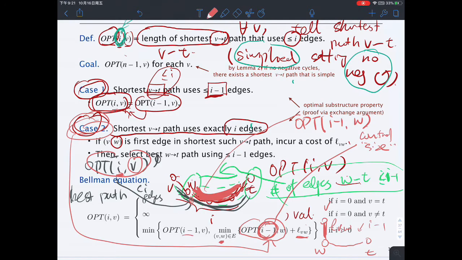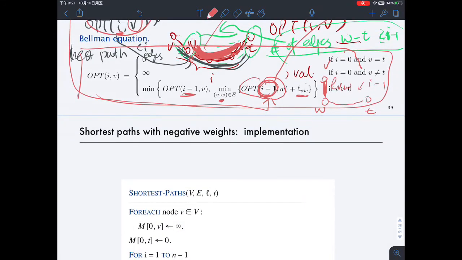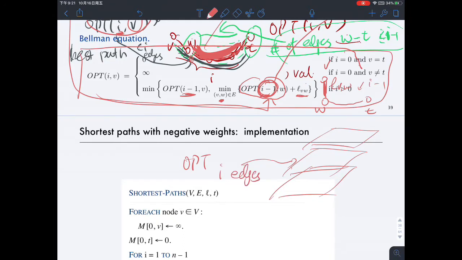So i here is really just controlling the size of the problem. When we run the recursion, we have a smaller i, which suggests we are looking into a smaller subproblem. That's how the recursion works. At the end of the day, we do have this recursive solution. You can visually inspect that I build up the solutions layer by layer. Each layer is the optimal solution that consists of i edges, and the next one is the optimum solution that consists of i plus 1 edges.